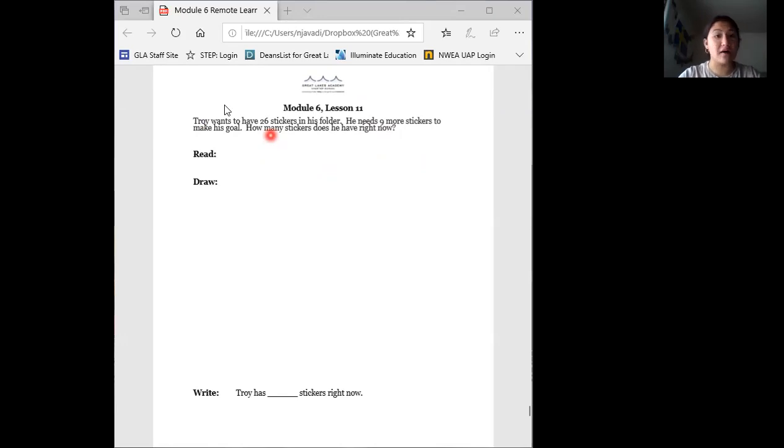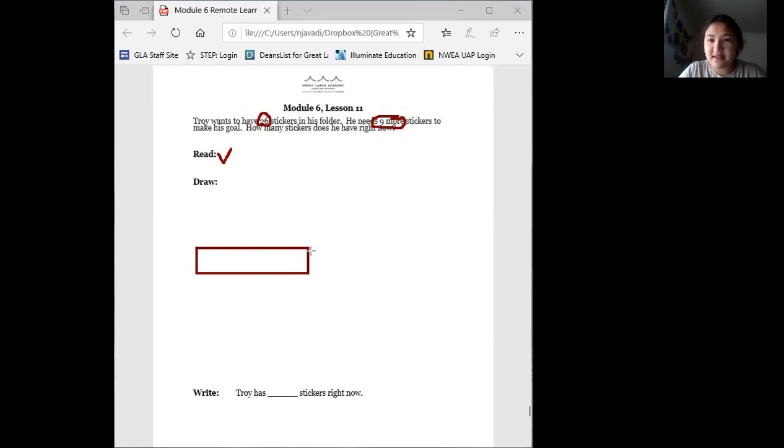Nice job solving all by yourself. Let's go over that answer together. So we know that Troy's goal is to have a total of 26 stickers. He needs 9 more. So he has some right now. We don't know how many, but he needs 9 more to make his goal. We read the problem. Let's draw a tape diagram to help us solve.